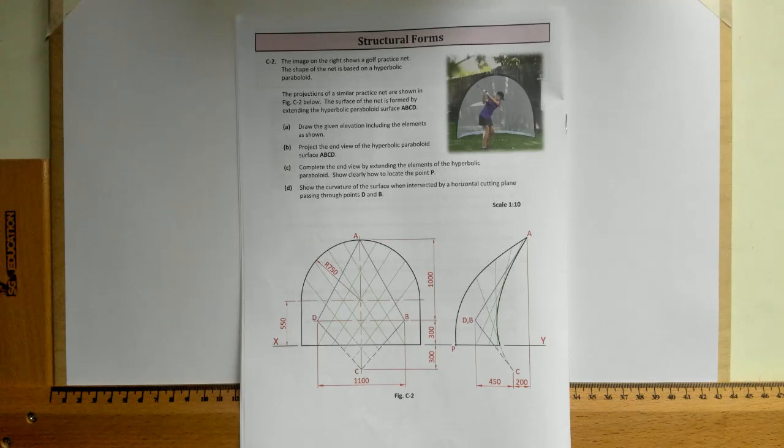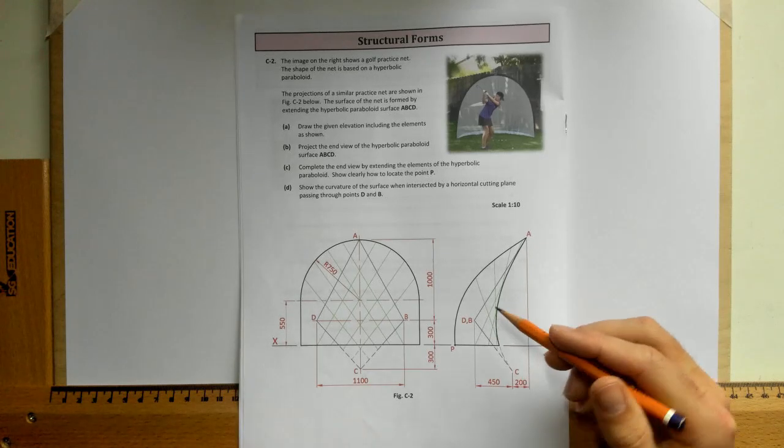Part A, draw the given elevation including the elements as shown. Part B, project an end view of the hyperbolic paraboloid surface ABCD. Part C, complete the end view by extending the elements of the hyperbolic paraboloid. Show clearly how to locate point P. And part D, show the curvature of the surface when intersected by a horizontal cutting plane passing through points D and B.